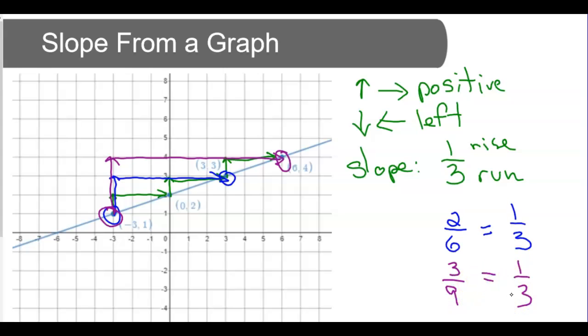This is a really important concept regarding slope. If I have a straight line, then the slope between any 2 points on that line will be equal. Doesn't matter what points you choose. The slopes will be equal as long as I have a straight line.